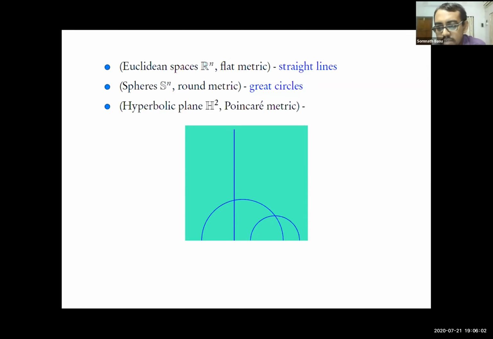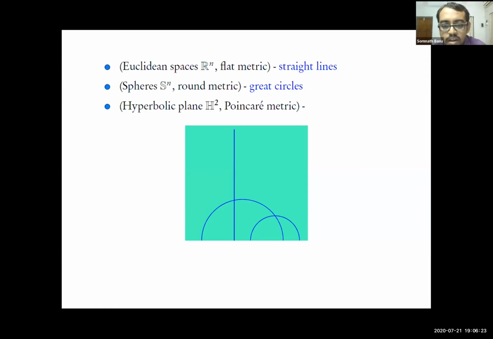Okay, so it becomes negatively curved, and the geodesics on the hyperbolic plane are basically going to be all either straight lines perpendicular to the x-axis, so this is the x-axis which is missing, or semicircles which are perpendicular to the x-axis. So these are all the geodesics on the upper half plane.